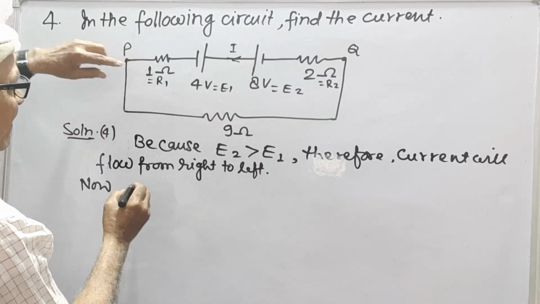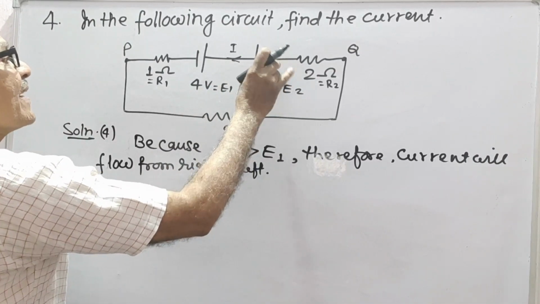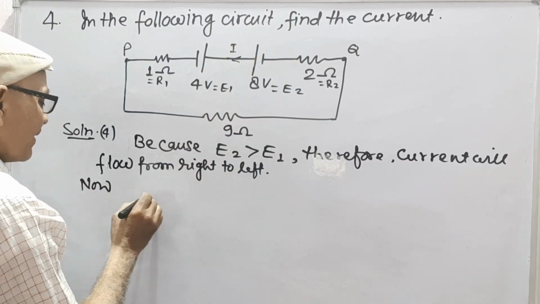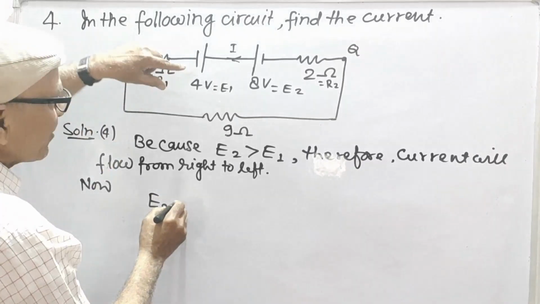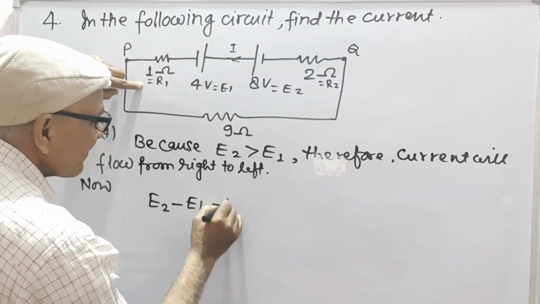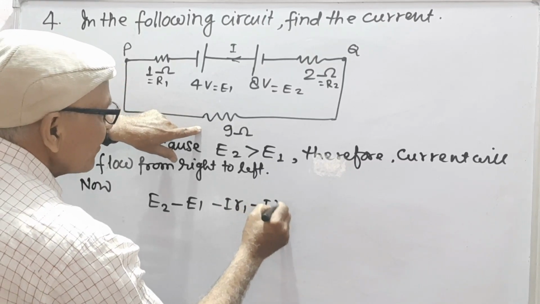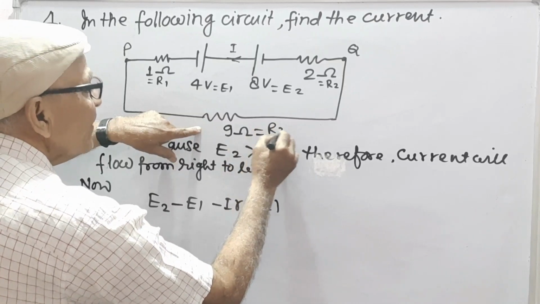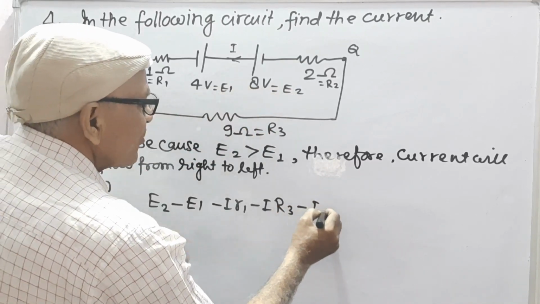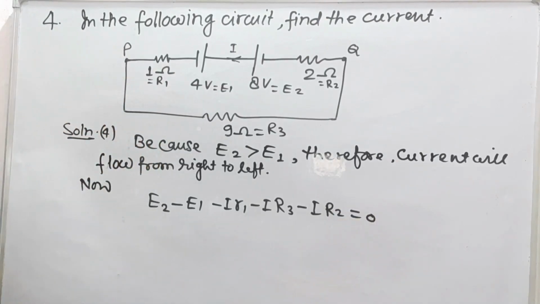So, here in this cell, current is flowing from negative to positive, therefore E2 will be positive. Here positive to negative, E1 will be negative, minus I into R1 will be negative, minus I into, suppose this is R3, I into R3 will be negative, minus I into R2 will be negative. So, right hand side is 0.